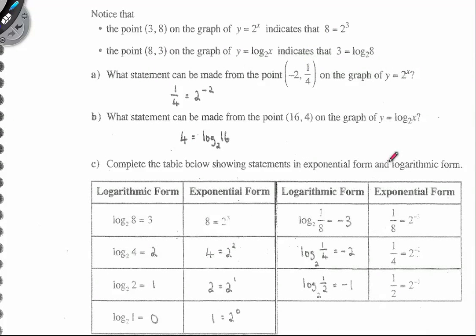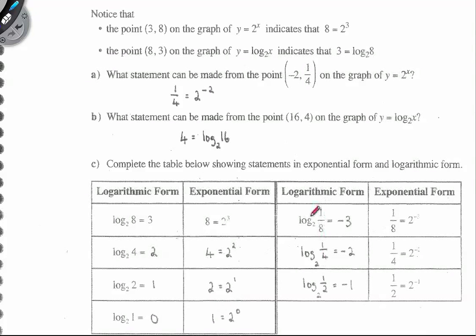Completing the table below, showing statements in exponential and log form. In log form, we have log of 8 base 2 is equal to 3, or 8 equals 2 to the 3. Log 4 base 2 equals 2, or 4 equals 2 to the 2. Log 2 base 2 happens to equal 1. Another way to look at that is 2 equals 2 to the 1 in exponential form. If you have log 1 base 2, it equals 0. Another way to write that is that 1 equals 2 to the 0 in exponential form. So one being the inverse of the other.